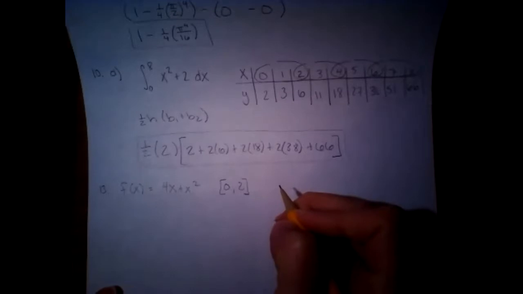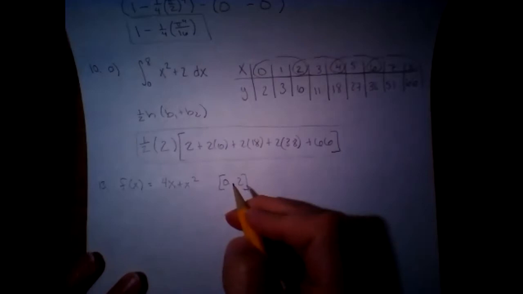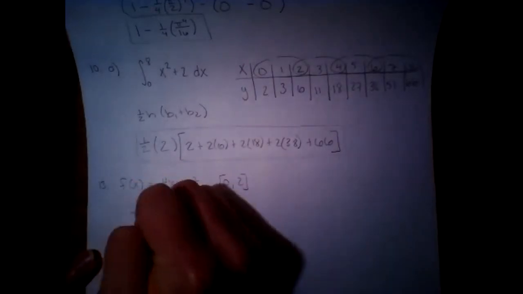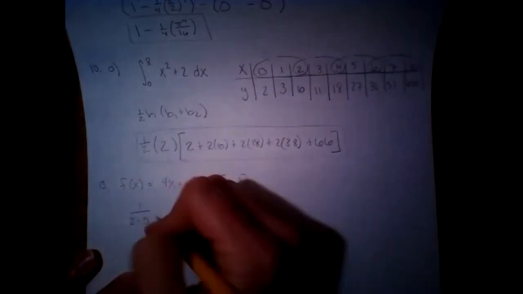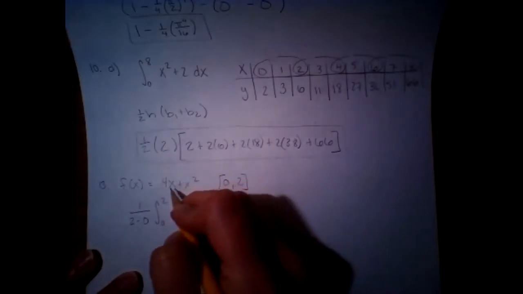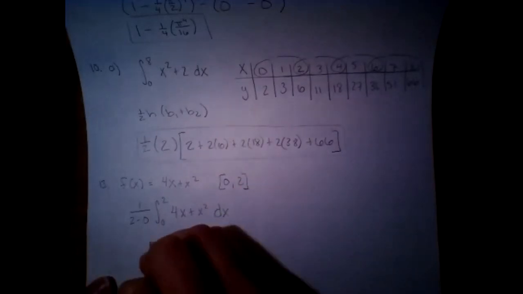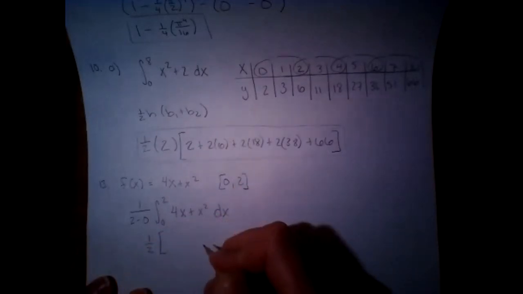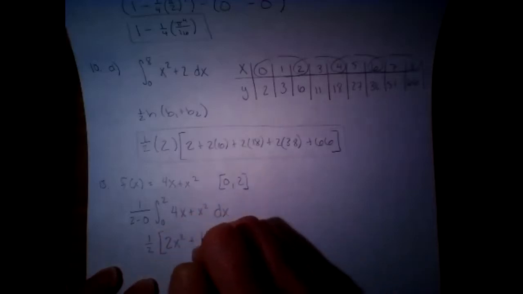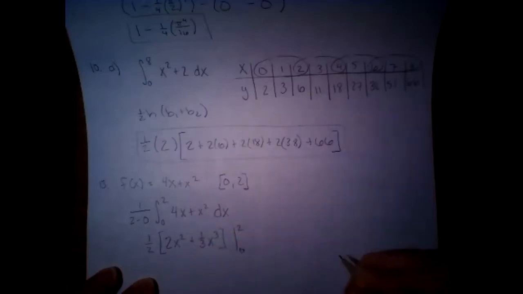So if I give you a list of numbers and ask you to average them, you would add them all up and then divide by what you've got. So an integral is going to add it all together. We just have to divide by the length of the interval. So out front, you'd have 1 over 2 minus 0, and then integral 0 to 2. So these numbers should match. And then the function, and then dx. So out front, we've got a half, and we're going to do the antiderivative. So the antiderivative for this would be 2x squared plus 1/3 x cubed. And then we're going to evaluate from 0 to 2.